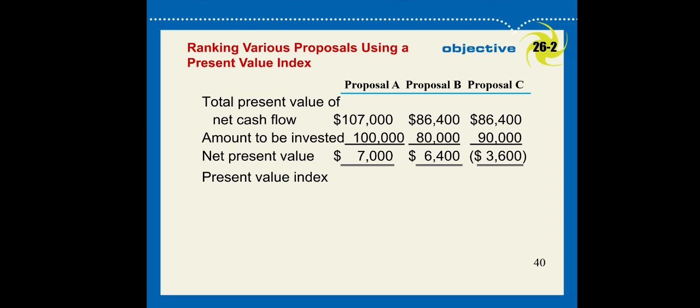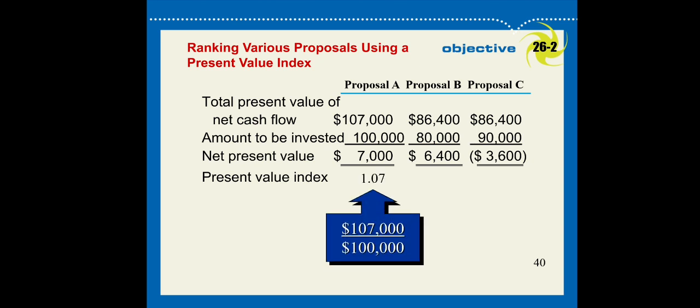But the problem is proposal A and B show positive net present value. So which one you have to choose? Proposal A or proposal B? Both have positive net present value. So to decide which proposal is the best, then you have to use the present value index. To calculate the present value index, you use the formula that you have seen in the previous slide.